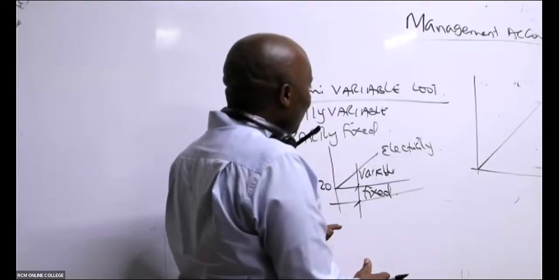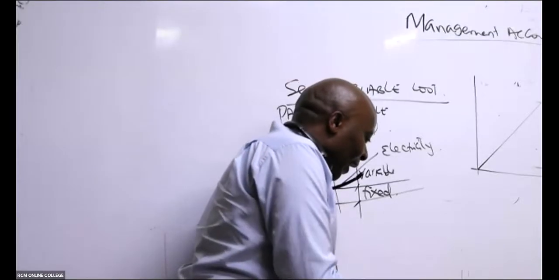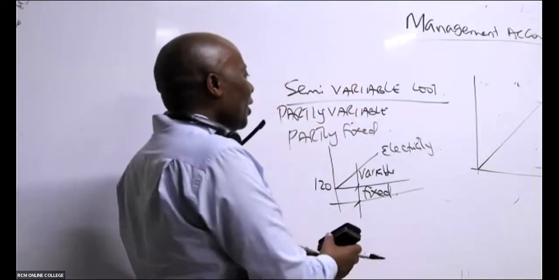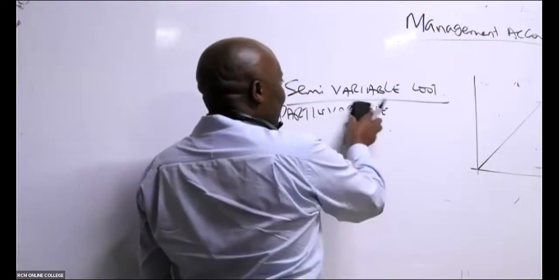So there are those costs, ladies and gentlemen, that have to be paid whether you like it or not. They have to be in the card. So that is semi-variable.